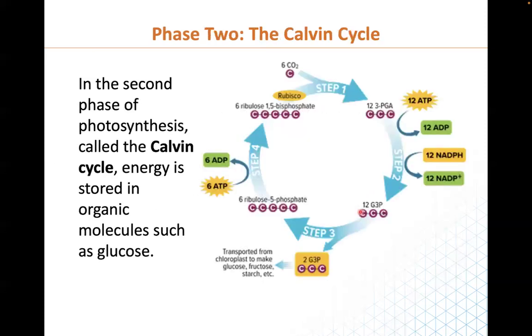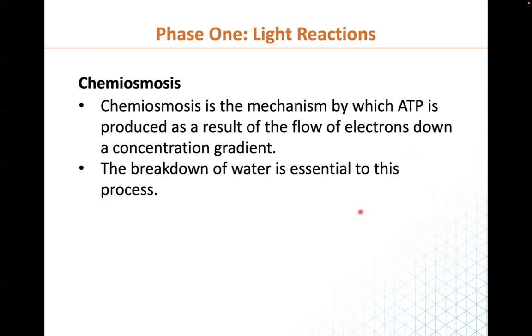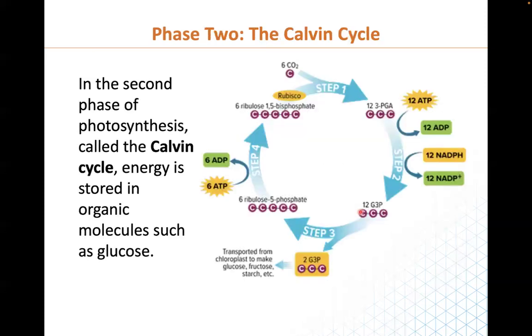So now let's talk about the second phase, which is the carbon cycle. Mind you, all of the electrons you gathered in the first process, which is the light reaction, and all of the electron carriers and electron storage, they were doing all of these things to prepare themselves for the light-independent reaction, which is called the carbon cycle. In the second phase of photosynthesis, energy is stored in organic molecules such as glucose.